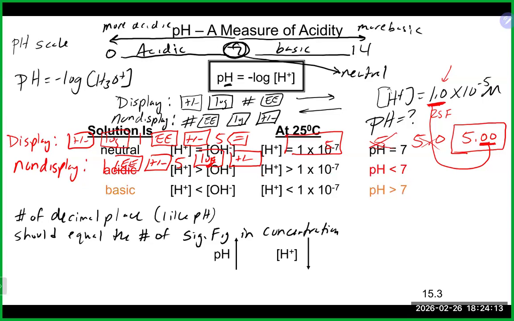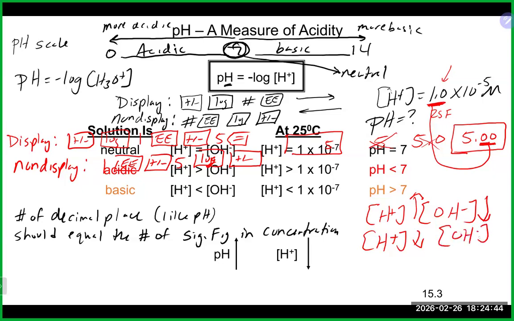By the way, the relationship as well is the pH goes up as the H plus concentration goes down. Another important relationship is the one between H plus and OH minus. They are opposite relationships. So as the H plus concentration increases, the OH minus concentration will decrease. So as one goes up, the other goes down, and vice versa. As the H plus concentration decreases, you would see an increase in the OH minus concentration.